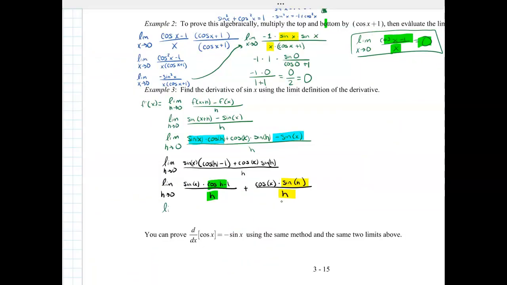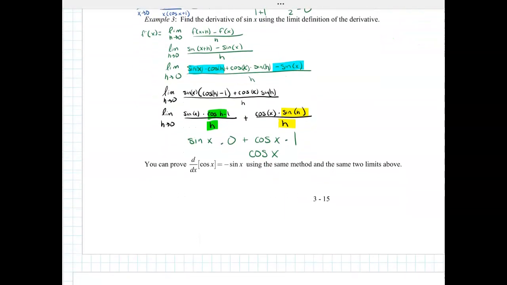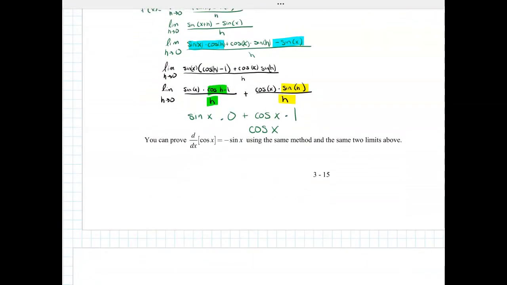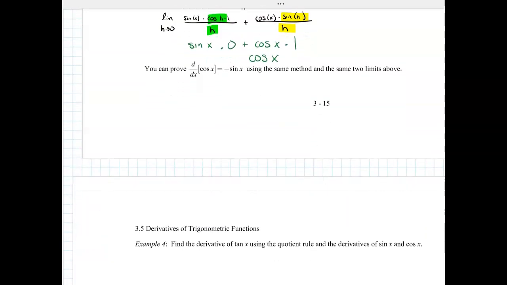So now what I've really got is, I guess I really just have sine of x if I'm plugging in 0 for h at this point, times 0, plus cosine of x times 1. Zero times anything is just 0, and 1 times anything is just the anything. So really all I'm left with is cosine of x. Nifty. We can prove the derivative of cosine of x is equal to negative sine of x using the same method and the same two limits above.